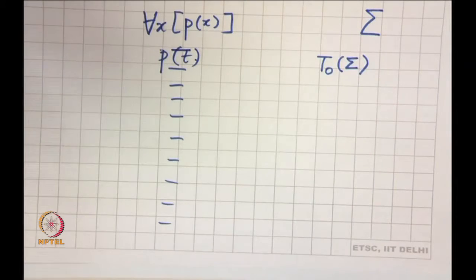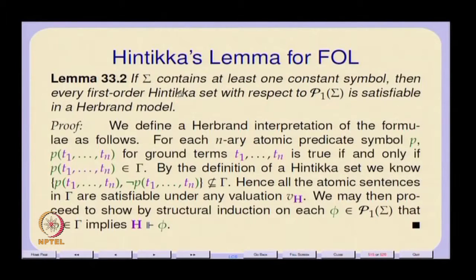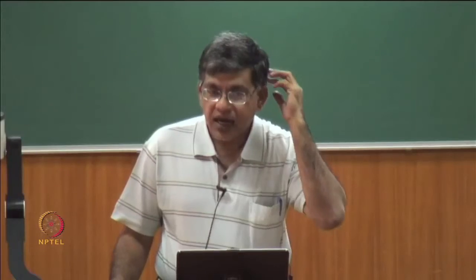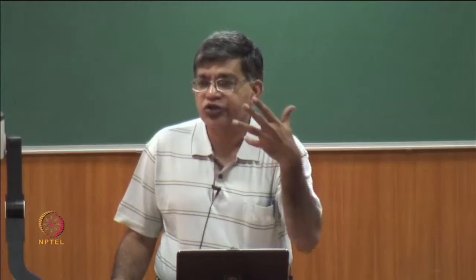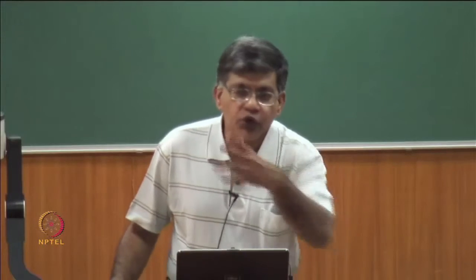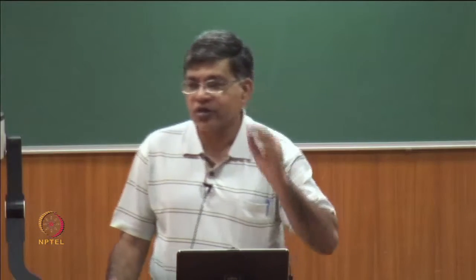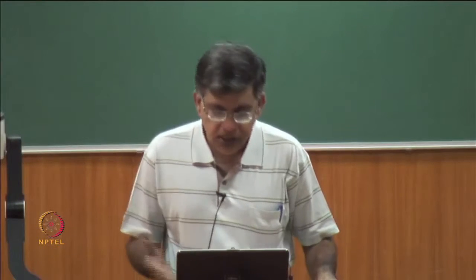So, Hintikka's lemma for first order logic essentially says that if sigma contains at least one constant symbol, then every first order Hintikka set with respect to this is satisfiable in a Herbrand model. Okay, that is all you need to show. What we know from Herbrand's theorem is that if there is a Herbrand model, then there is a model. And what Herbrand's theorem also shows is that in order to show the existence of a Herbrand model, you need to consider only the ground instances, right. So, that's really all that we need to do.